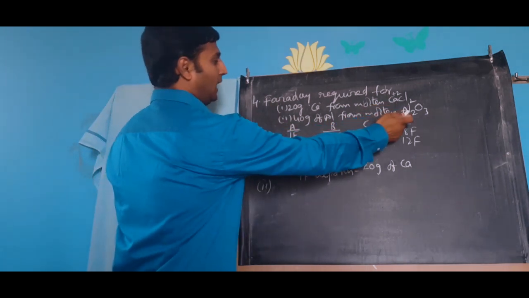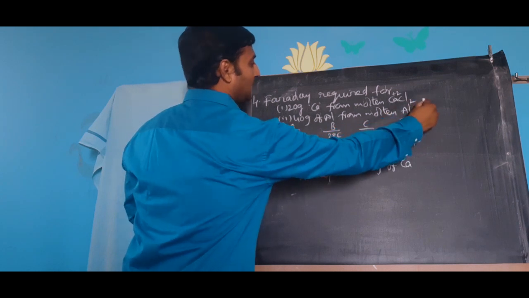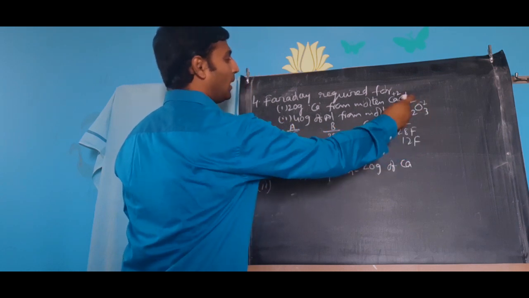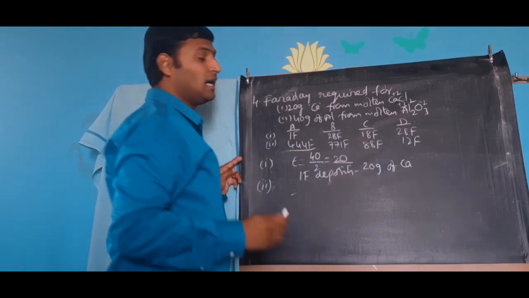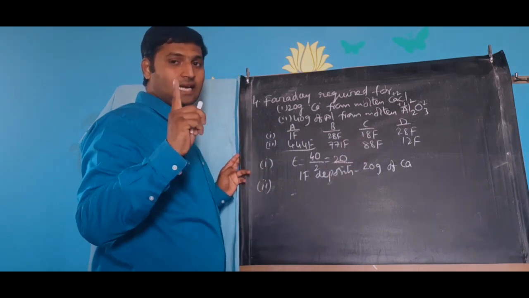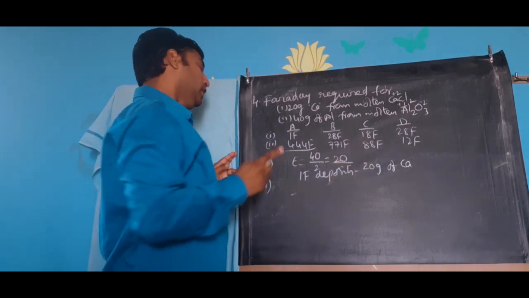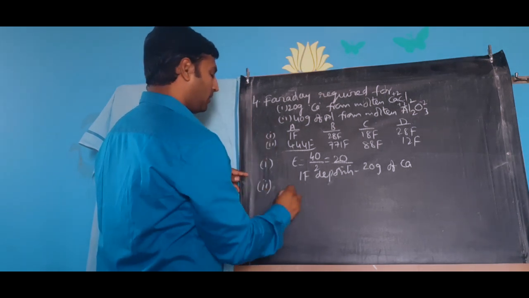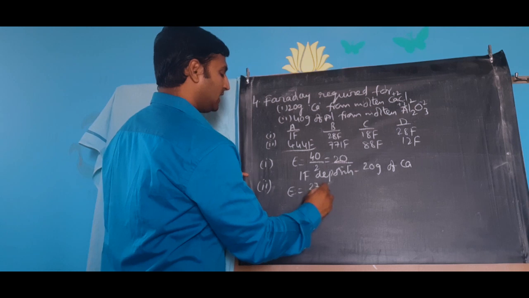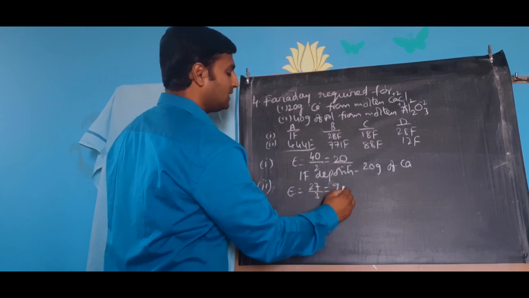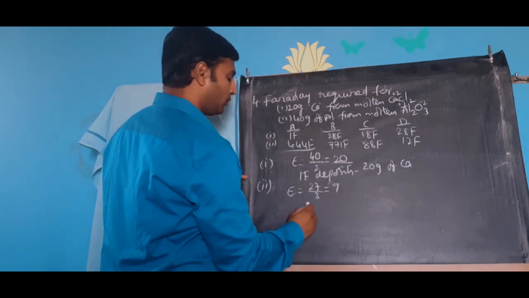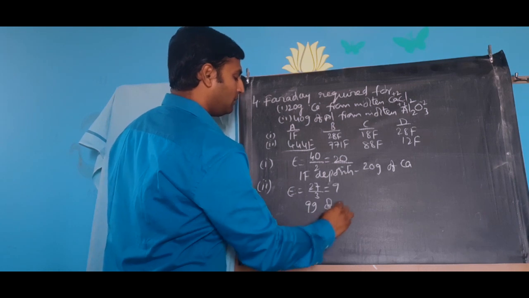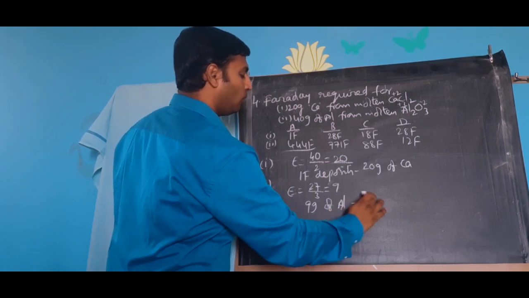So alumina is Al2O3. Oxygen has a charge of -2, so obviously aluminum should have +3. Aluminum exhibits only one oxidation state, that is +3. So aluminum valency is 3 and its atomic mass is 27. That's why its equivalent mass will be 27 by 3, that is 9. So you know 9 grams of aluminum is deposited by 1 Faraday.